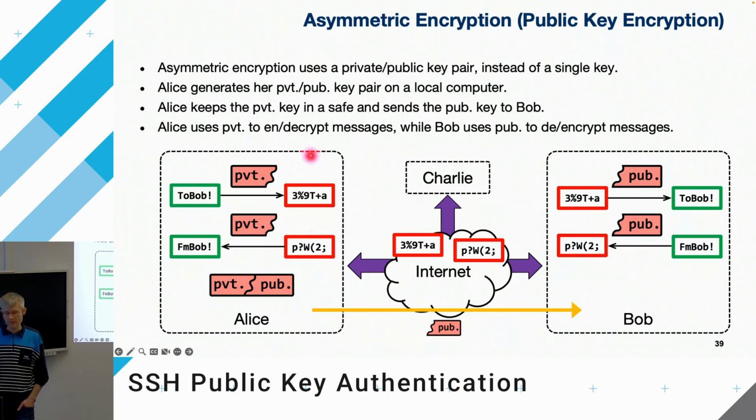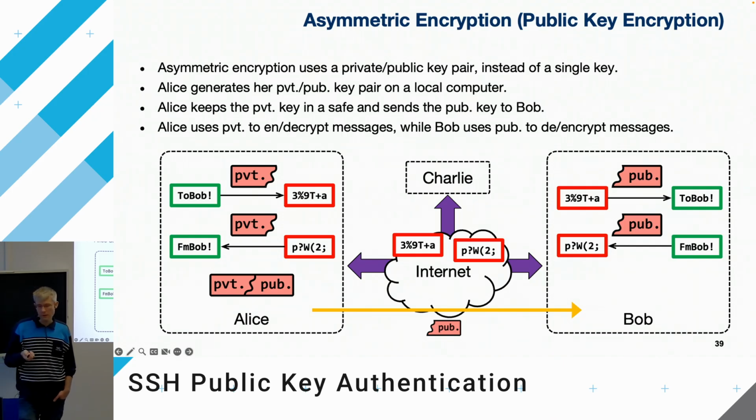And an attacker could have the encrypted message and the public key, but this is useless to the attacker because they can't use the public key to decrypt the message. And also the other way around, Alice has Bob's public key and can encrypt a message to Bob using his public key.